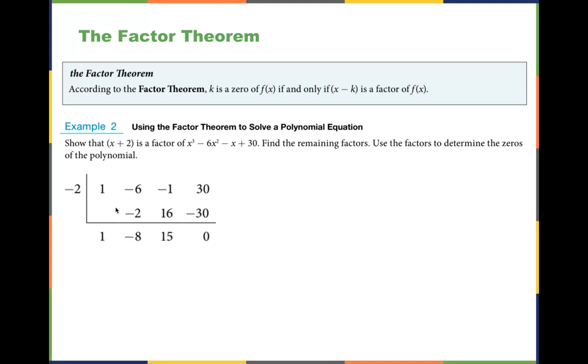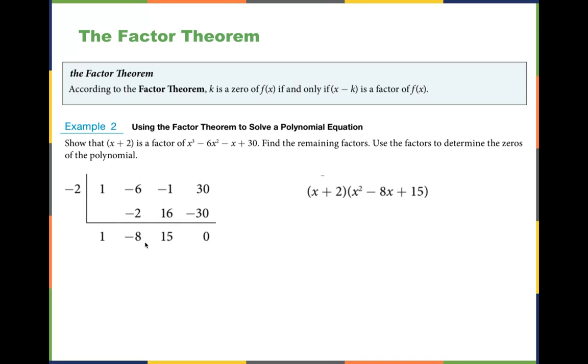We do the synthetic division and we get a remainder of 0. That's what we'd expect if this is a factor, right? We would expect that we'd get a remainder of 0. So now we can write this cubic as x plus 2 times this quadratic, where these are the coefficients of the quadratic.